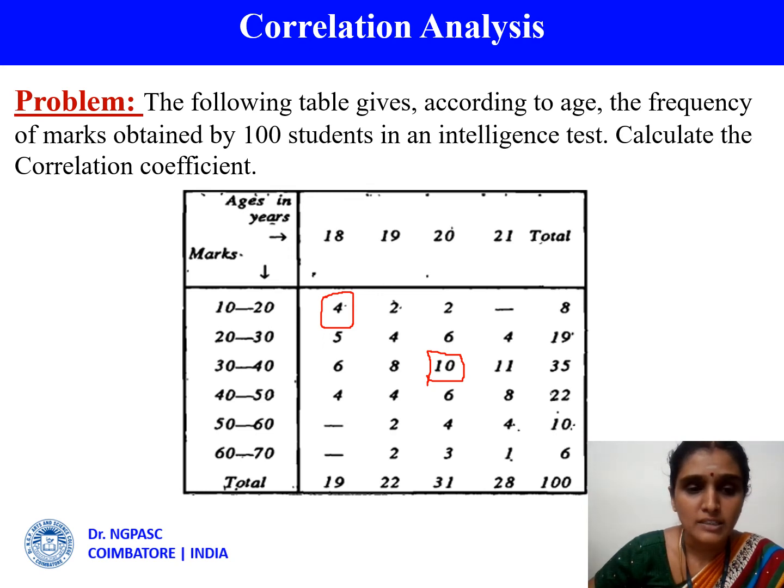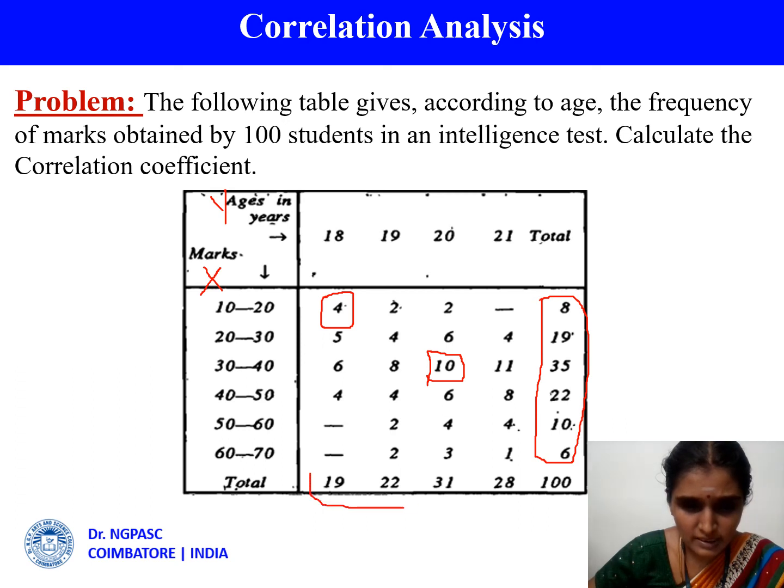And if we are considering these marks as the variable x and age in years as y, then this total 8, 19, etc. are representing the marginal density function of x and this total representing the marginal density function of y. And this 100 is the overall total.